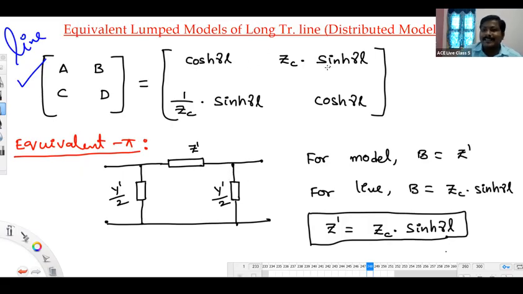They are cosh(γL), ZC sinh(γL), (1/ZC) sinh(γL), cosh(γL), such that we are setting the values of Z' and Y' by 2. That's the thing we have to understand.